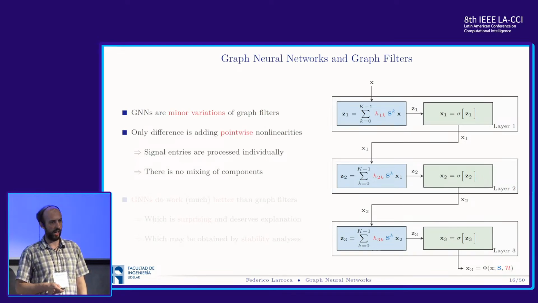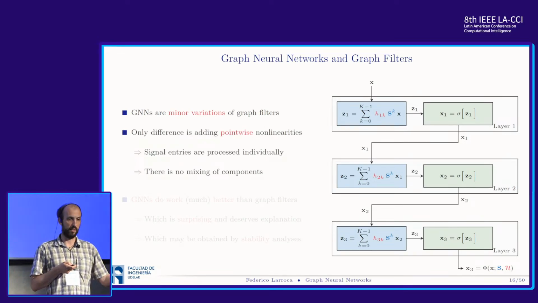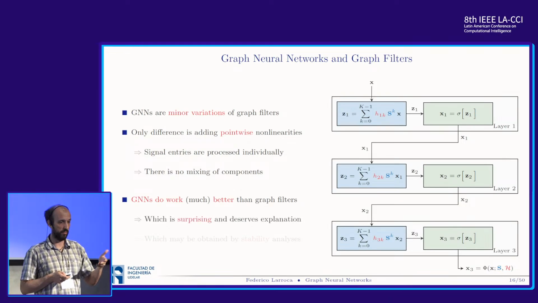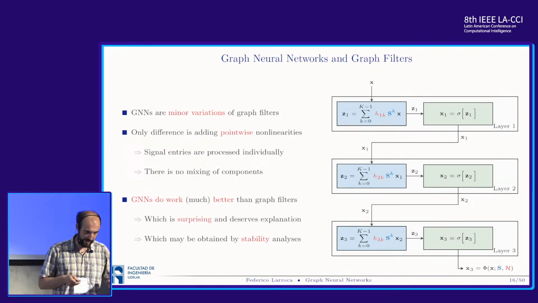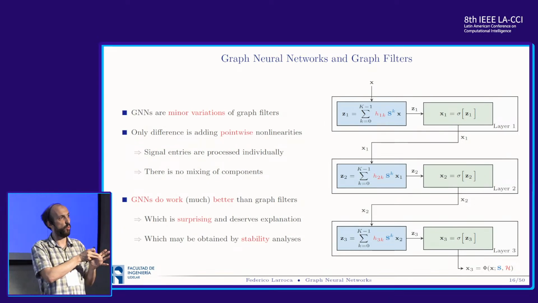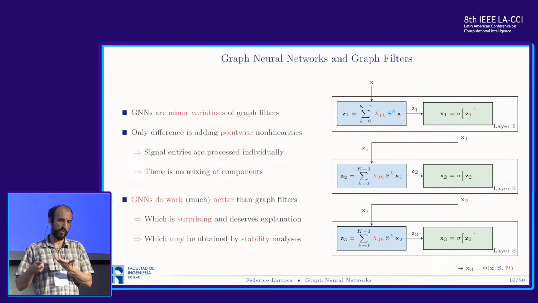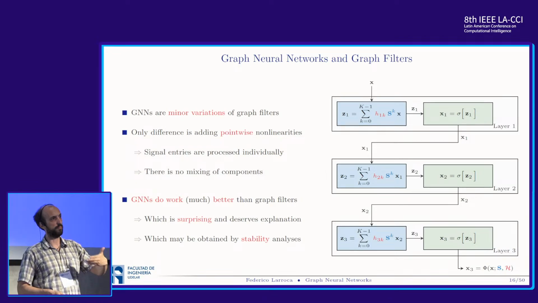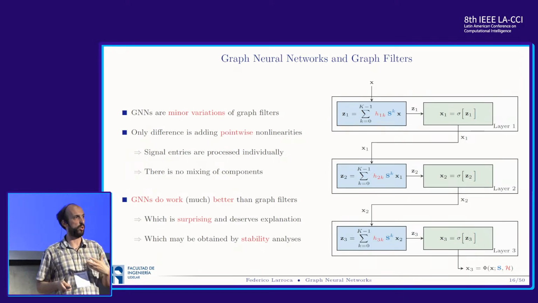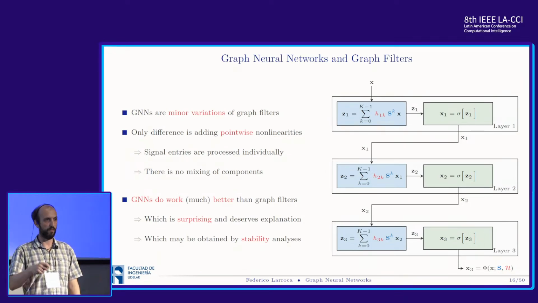The only difference between a graph filter and a GNN is simply the point-wise nonlinearity. And a GNN works much better than a filter. It's something that may be surprising. The first thing is that it's more expressive. That's true, but there's something more going on there. There are several works, which I'm going to cite later on, that try to more fundamentally analyze what's going on and see what's the real difference between a filter and a GNN.